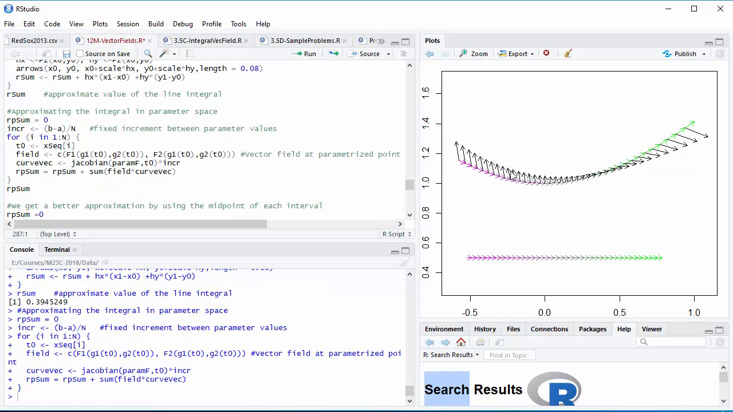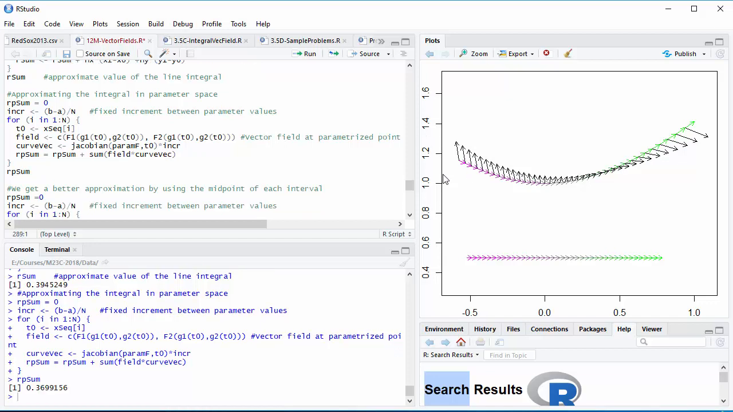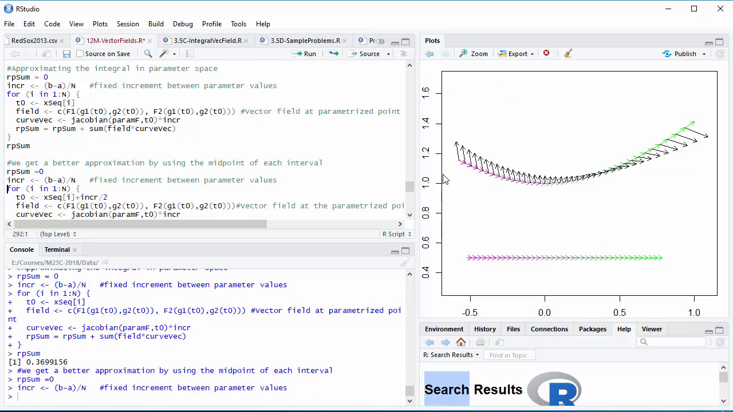By using the Jacobian, I can get the little vector along the curve, and then what I do is just sum up the dot product of the field vector with the curve vector. And I get a reasonably good value for the integral. I can do a little bit better if I do the evaluation at the midpoint of each interval. That's basically doing a midpoint Riemann sum rather than a left Riemann sum in parameter space.